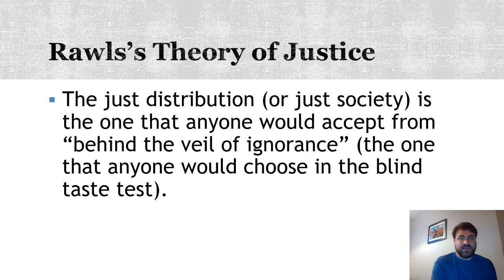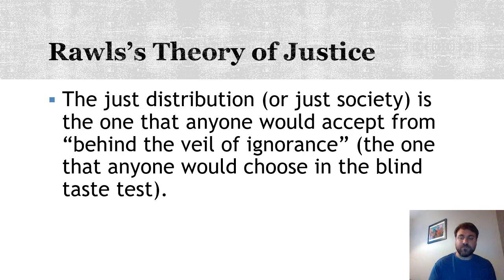So Rawls's theory is this, okay? The theory, boiled down to a nutshell, is that the just distribution, or the just society, is the one that anyone would accept from behind the veil of ignorance. That's a specialized term there. What does that mean? Well, we'll talk about that in a second. In other words, though, it's the one that anyone would choose in the blind taste test. That's Rawls's idea of what makes something just. It's just because it's the kind of thing that people would choose without any bias involved. Okay, that's a very important idea.